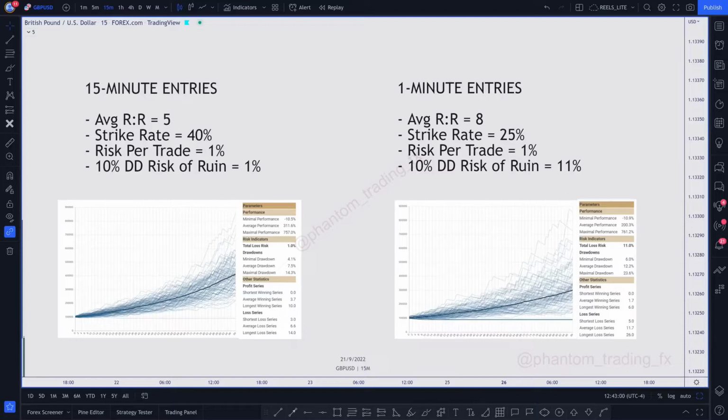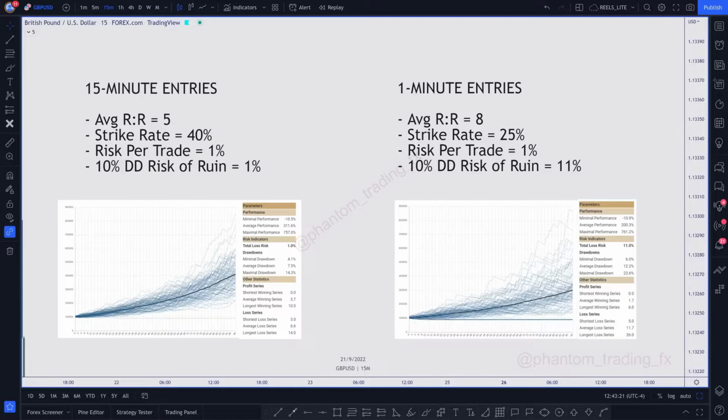Your risk per trade is 1% of your total account size. Pretend it's a 100K prop firm account, and our risk of ruin, which is a 10% drawdown on that prop firm account, is 1%. That's pretty good. A 1% risk of ruin on a prop firm account, I think that's totally reasonable.